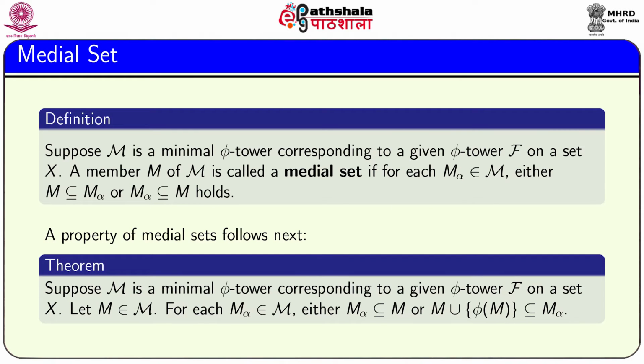We now give the definition of medial set. Suppose script M is a minimal phi tower corresponding to a given phi tower F on a set capital X. A member M of this minimal phi tower script M is called a medial set if for each M alpha belonging to the minimal phi tower, either M is a subset of M alpha or M alpha is a subset of M.